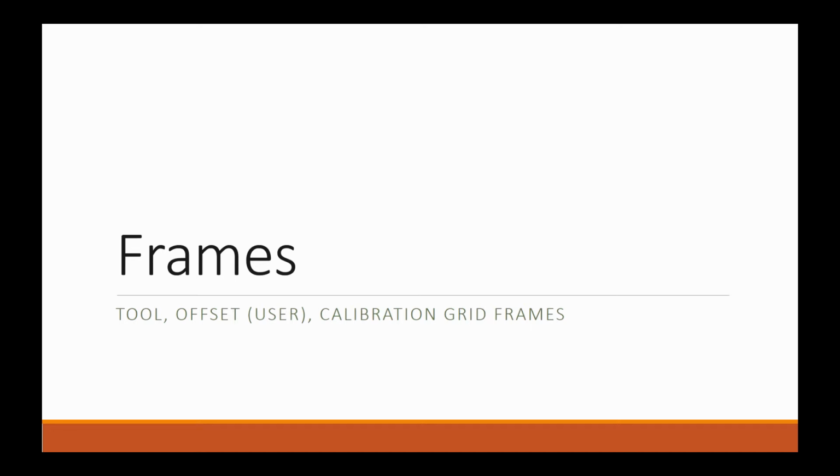One of the main uses of IR vision is to locate parts or features and communicate the location of those to the robot. The robot is then able to offset its motion to compensate for the change in location. Setting up frames is an essential part of that process. In this presentation, we will learn about the different frames and how to set them up for IR vision.